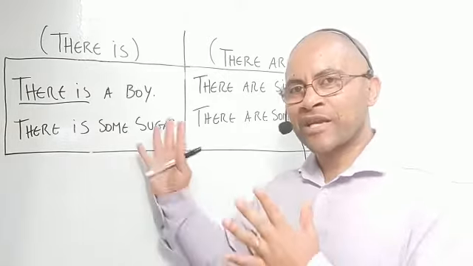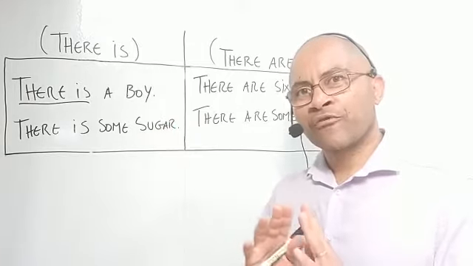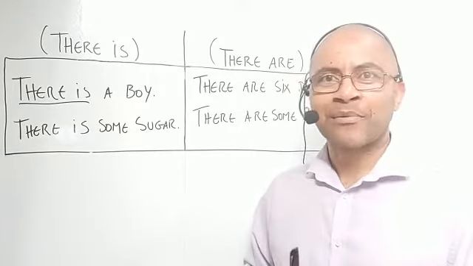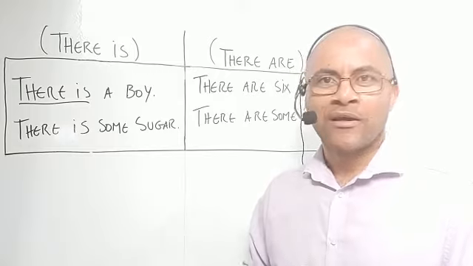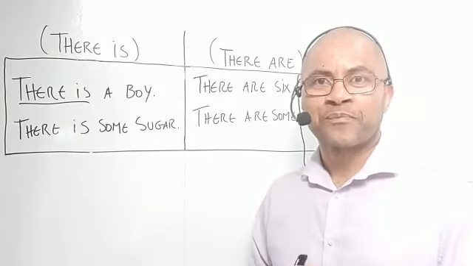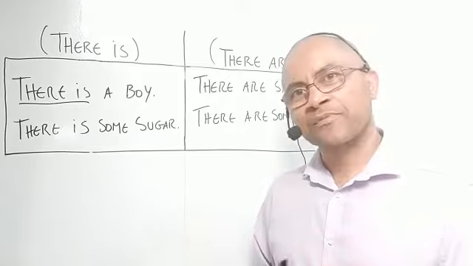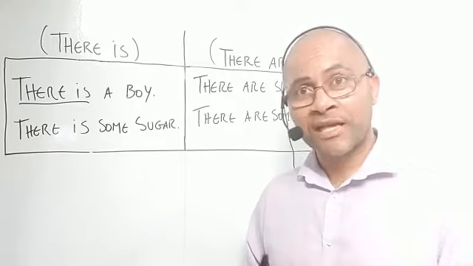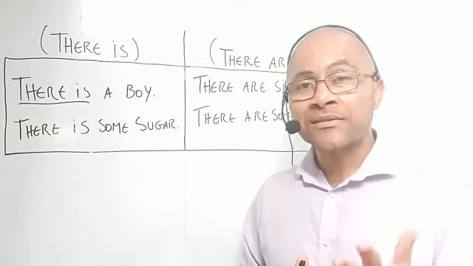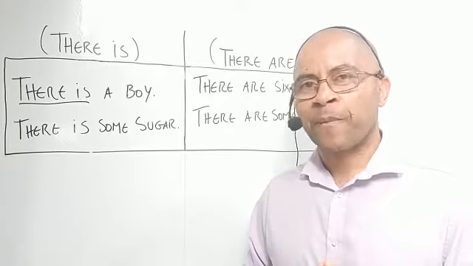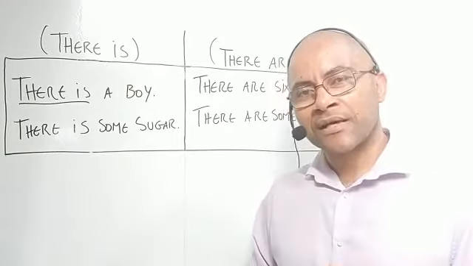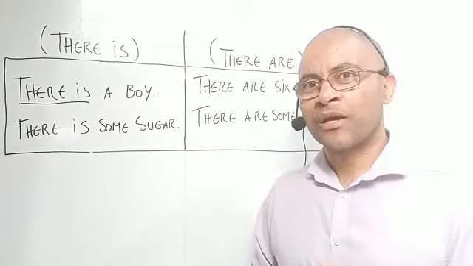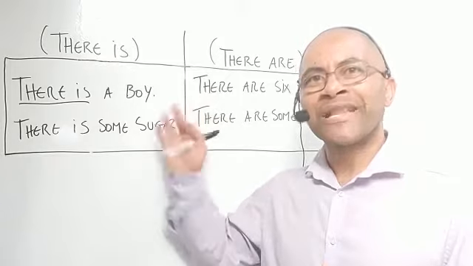Okay, let us recap. Very simple. There is for a singular noun, for example, singular countable noun, for example, a car. Okay, a plane, a table, etc. So there is a table in that room. There is a table. Negative, there isn't a table. Okay? And question, is there a table? Is there a table in that room? Okay? So singular countable nouns.